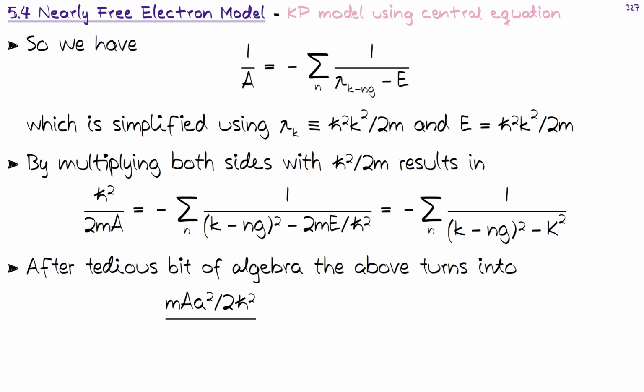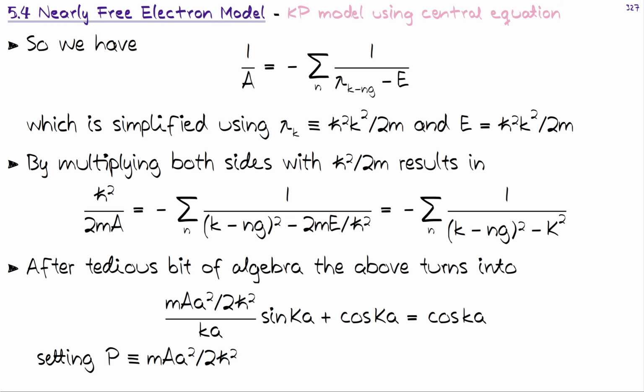So then on the left hand side we are left with m times capital A times small a squared divided by 2 h bar squared per ka, times sine of ka, plus cosine of ka, and on the right hand side we just have the cosine of small k times a. And when we set the amplitude of the sine wave to be P, then we have the earlier dispersion relation. That was the transcendental equation that is not the easiest to plot, but can nevertheless be done with the help of computers. So this is how things can be solved.